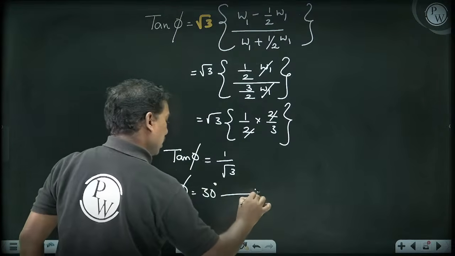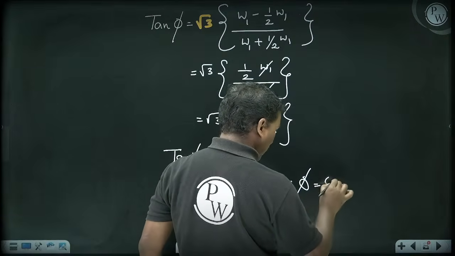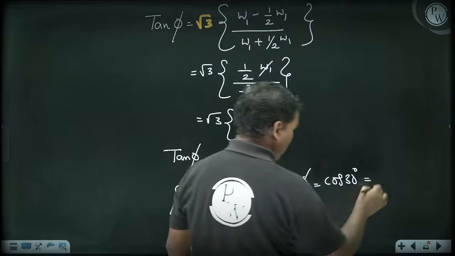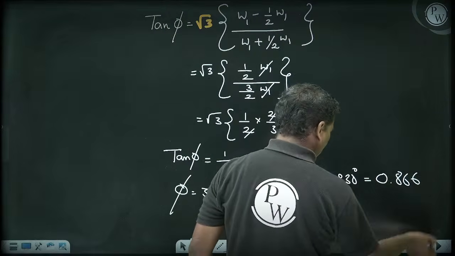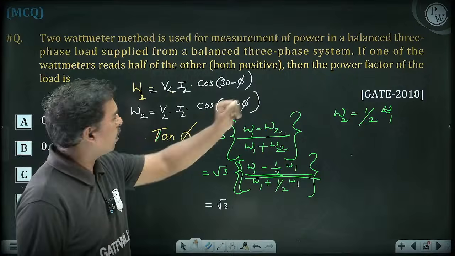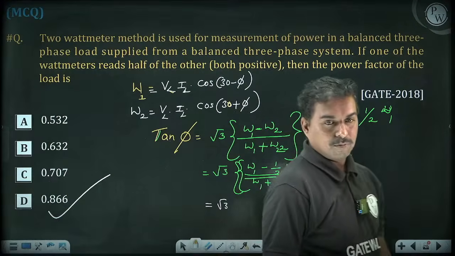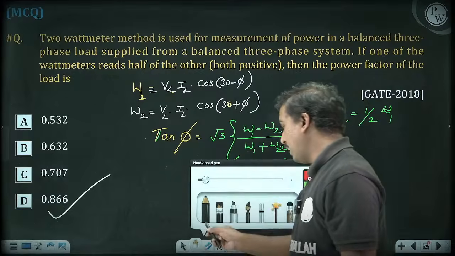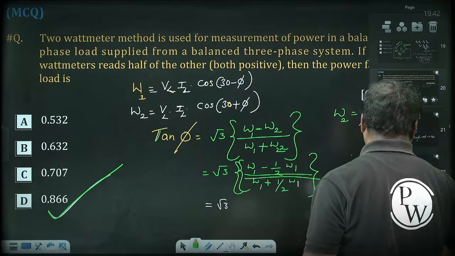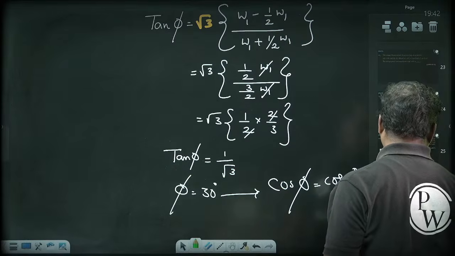30 degrees. Then the power factor is cos phi, which means cos 30. Cos 30 is 0.866. The question is asking for the power factor of the load. So 0.866 is the right answer. Okay, now try to answer this question.